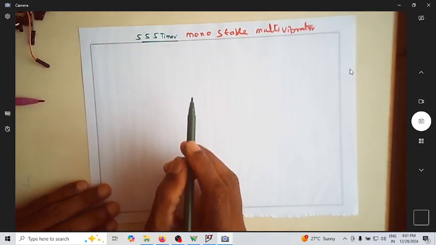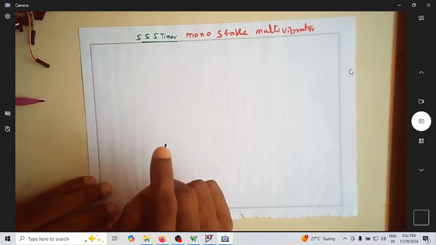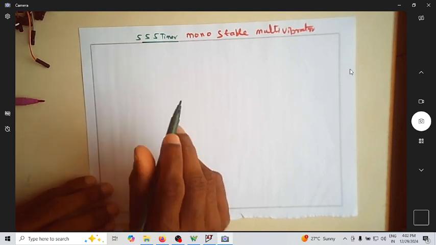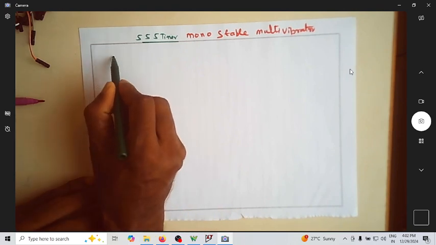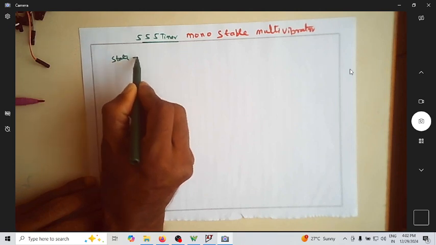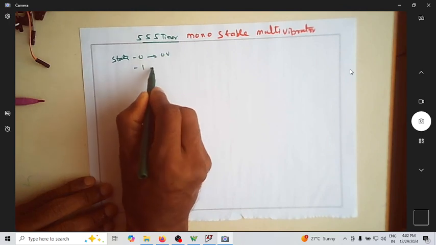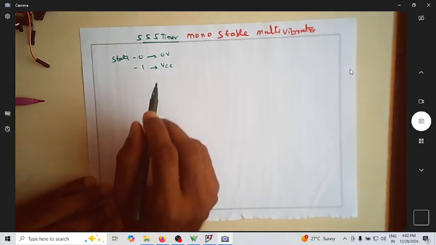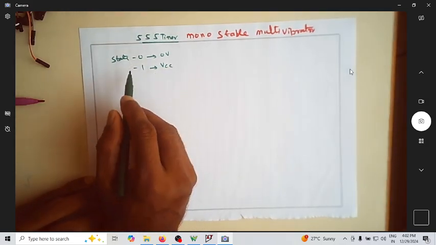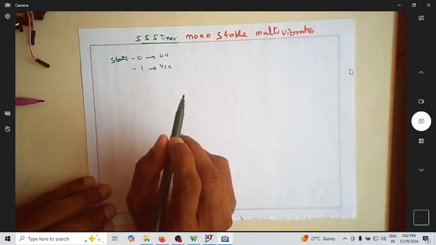Basically, monostable multivibrator means, so we know that there are two states for any digital output, state 0 and state 1. When I say state 0, it is 0 volt. When I say it is state 1, it is VCC. So these are the two states of a particular circuit.